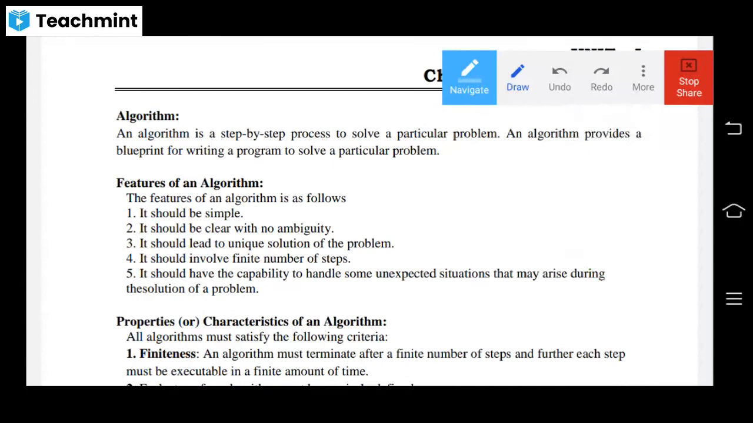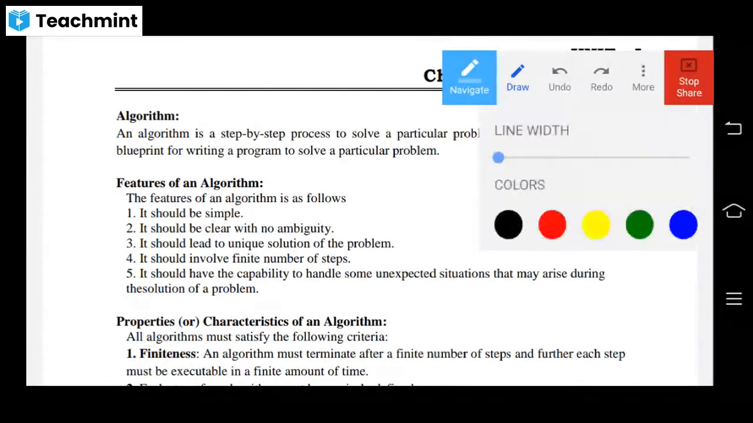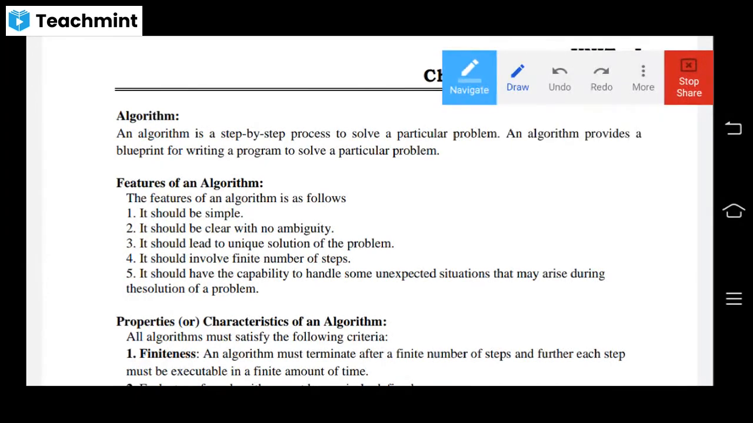First, see here the features of the algorithm. What are the features included in this algorithm? The features of the algorithm are as follows. It should be simple. It should be simple. But it should be clear.